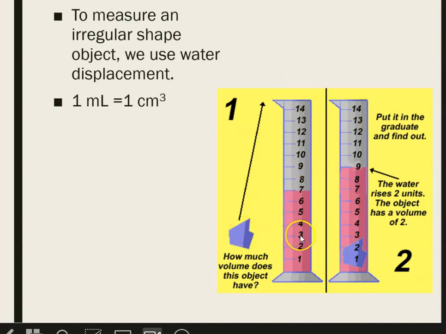I'm going to take and put that rock in there. The rock has taken up some space, and you'll notice the water has gone up to 9. So the difference between those two, the 9 milliliters and the 7 milliliters, is 2. So the rock has pushed the water up, I should say, 2 milliliters.